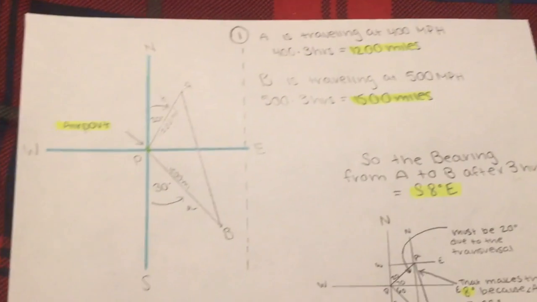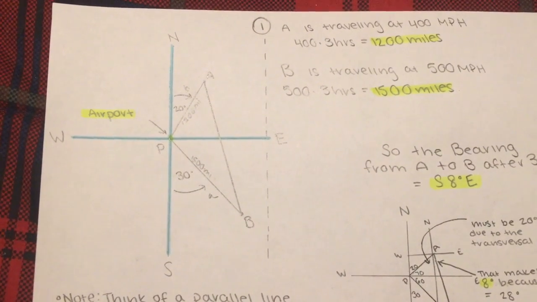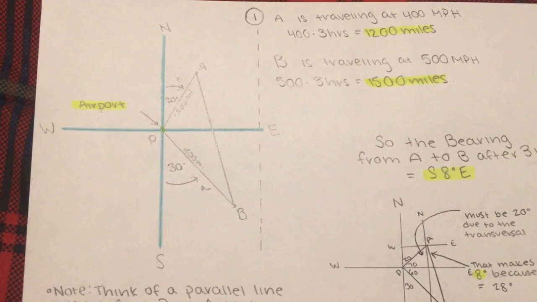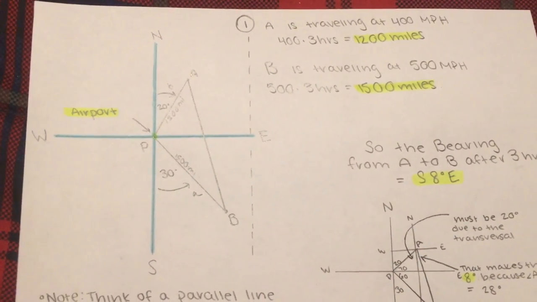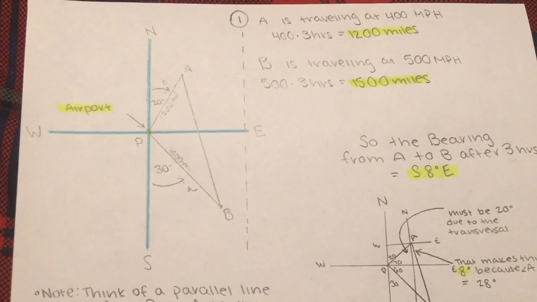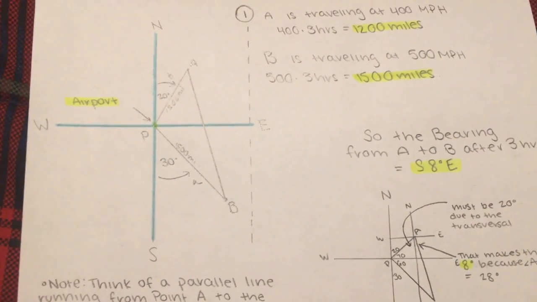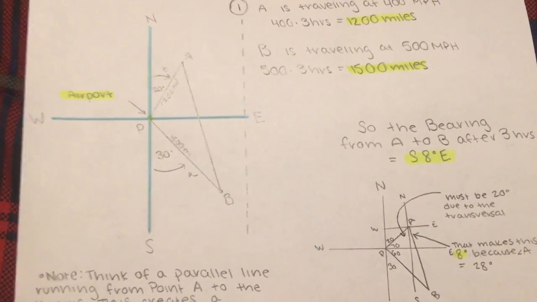So we know that since plane A flew at 400 miles per hour, 400 times 3 hours is equal to 1,200 miles. And similarly with B, traveling at 500 miles per hour times 3 hours is 1,500 miles.